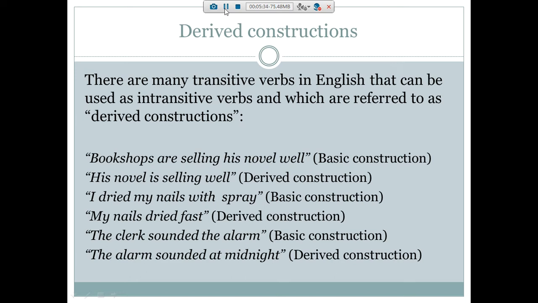Let's have a look at more examples. I dried my nails with spray. That's a basic construction. I is the agent. But my nails dried fast. My nails, the syntactic subject, performs the thematic role of patient or theme. Therefore, this is a derived construction. The verb dry is used intransitively. The clerk sounded the alarm. This is a basic construction, and the derived construction would be the alarm sounded at midnight.